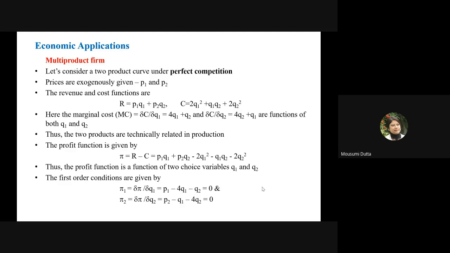Once we get this profit equation, we will derive two first order conditions, del pi by del Q1 and del pi by del Q2. So I'll request everyone to find out del pi by del Q1 from this expression and del pi by del Q2, and check whether you are getting these two equations or not. Are you doing the things? Yes, ma'am.